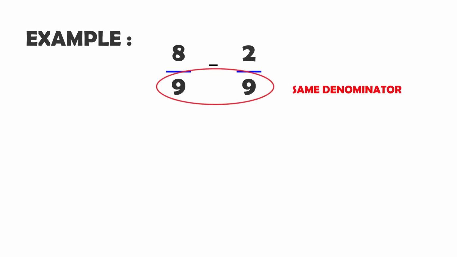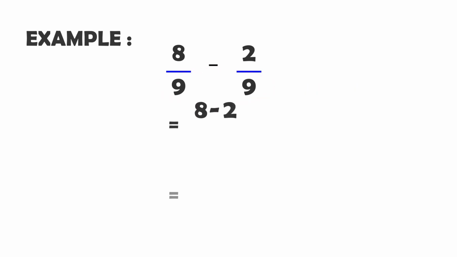I am going to solve one more example of like fractions. This is 8 over 9 minus 2 over 9. As you can see, the denominators are same, so we will only subtract the numerators. 8 minus 2 gives 6. And the denominator 9 will remain same.